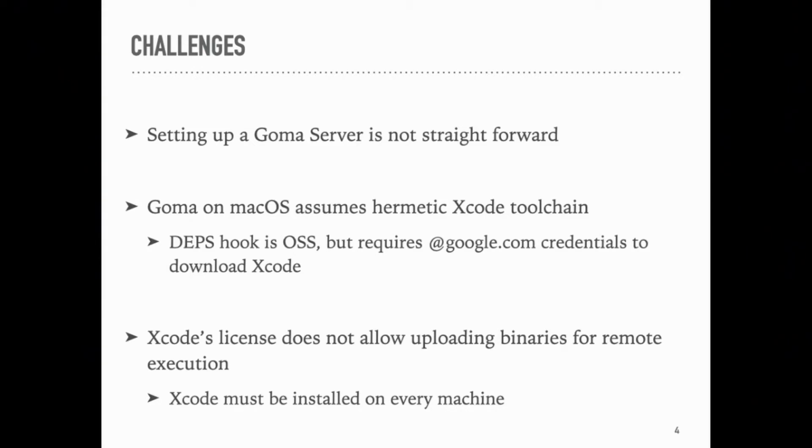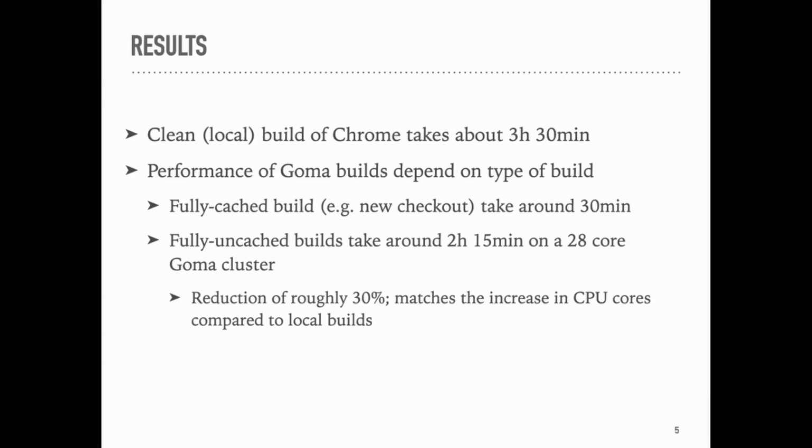Another problem that comes with using Goma on macOS is Xcode's licensing model, which requires that the license agreement is accepted on every machine, so we can't just upload the binaries as part of the compiler invocation. Once we were able to overcome the aforementioned challenges, we were able to run Goma builds on macOS and evaluated its performance. For this, we used a clean checkout of Chrome, compiled everything and measured the time for recompiling it with a modification of macros.h, which is included in almost every translation unit.